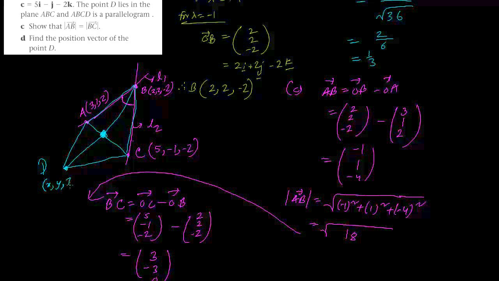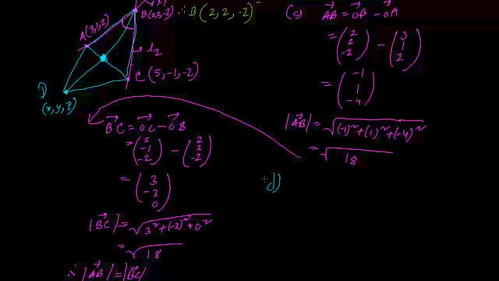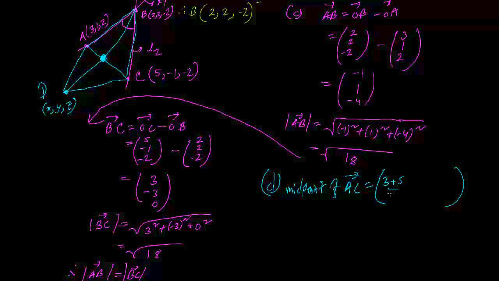So suppose the coordinates of D are x, y, z. First of all, the midpoint of AC, the midpoint of the vector AC. So let's find the coordinates. It would be x1 plus x2 by 2, which is 3 plus 5 by 2, y1 plus y2 by 2, which is 1 minus 1 by 2, and 2 minus 2 by 2. So the midpoint turns out to be 8 by 2 is 4, 0, 0.